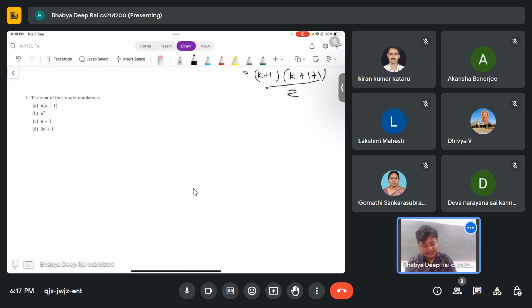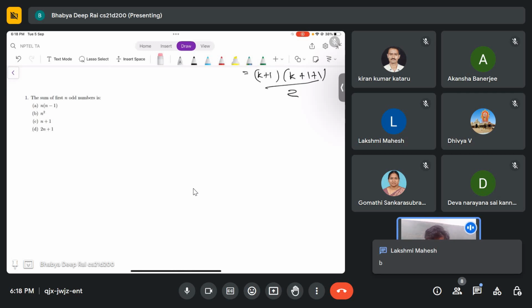Okay, so the question is as follows: the sum of the first n odd numbers is... n square, n plus 1, 2n plus 1. This is the question. You can use guessing, or some trial and error, to get this. If anyone wants to tell what the answer is: the sum of the first n odd numbers.